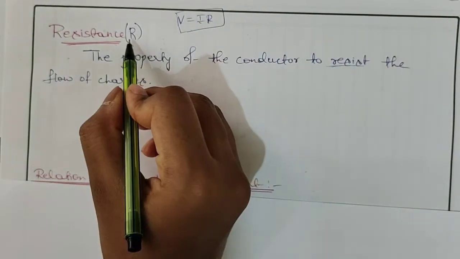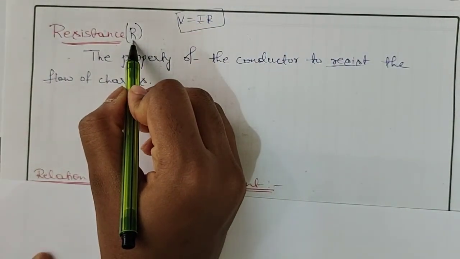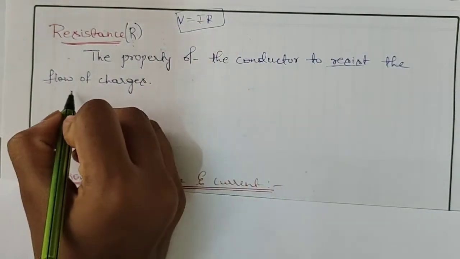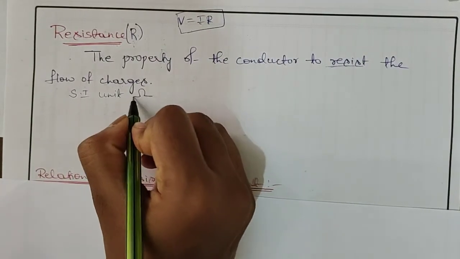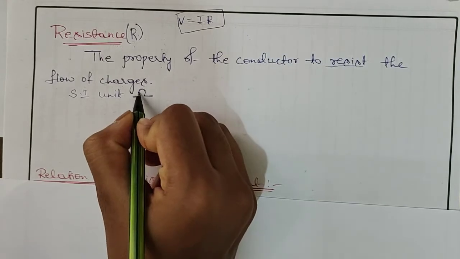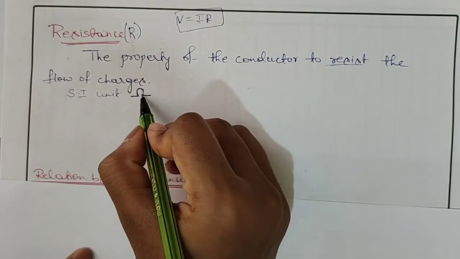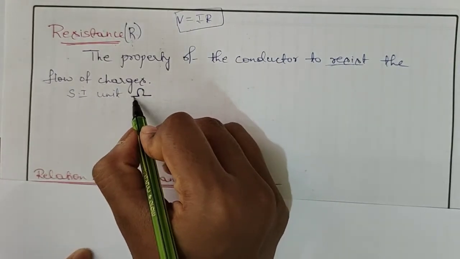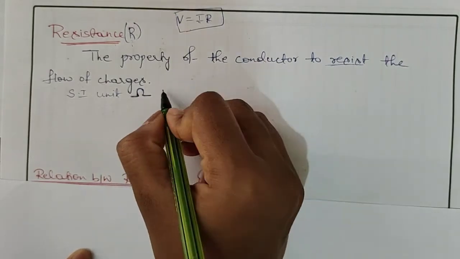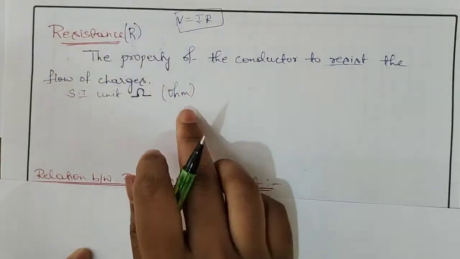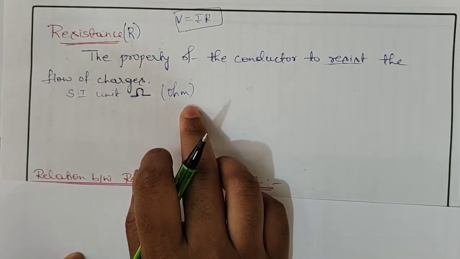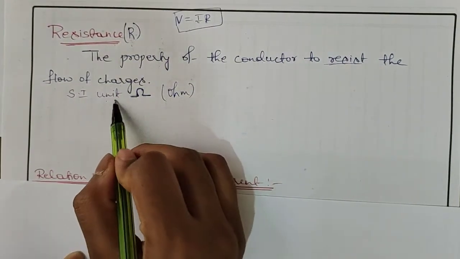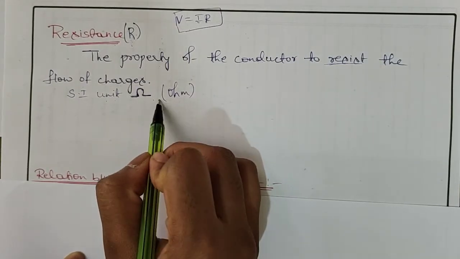Now resistance is denoted by capital R, and the SI unit of resistance is ohm. This unit is named after the scientist from the earlier activity we learned in Ohm's law, and it is denoted with this symbol. This is called ohm. Okay, this is important. As I told, all the SI units are important. You need to concentrate on them more, because we'll get one-mark questions. The SI unit of resistance is ohm.